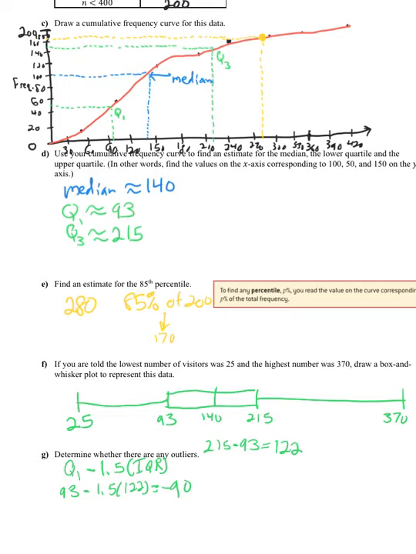And then if I do the Q3 plus 1.5 times 122, my Q3 was 215, I got 398. So technically the 370 is not an outlier. It just squeezes right in there. So no outliers. That's how we would tell this last part here.